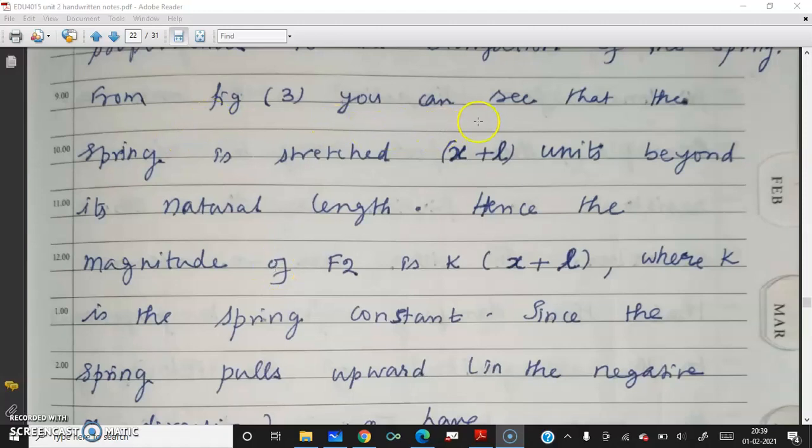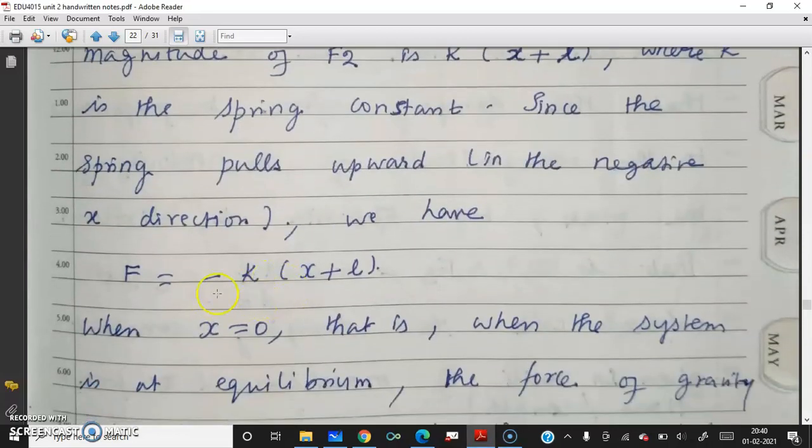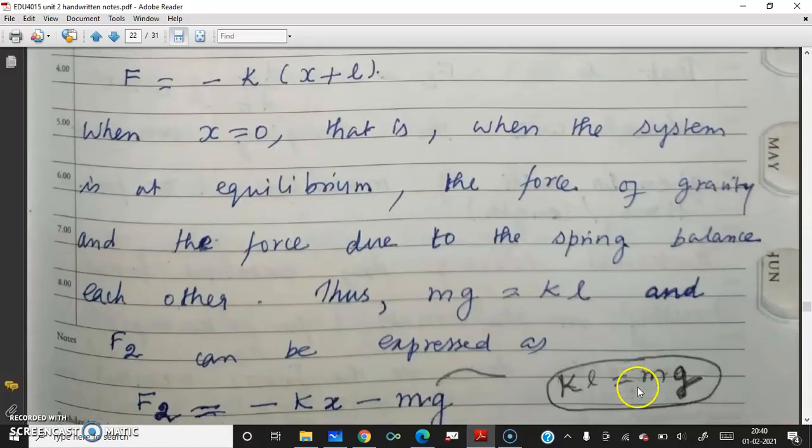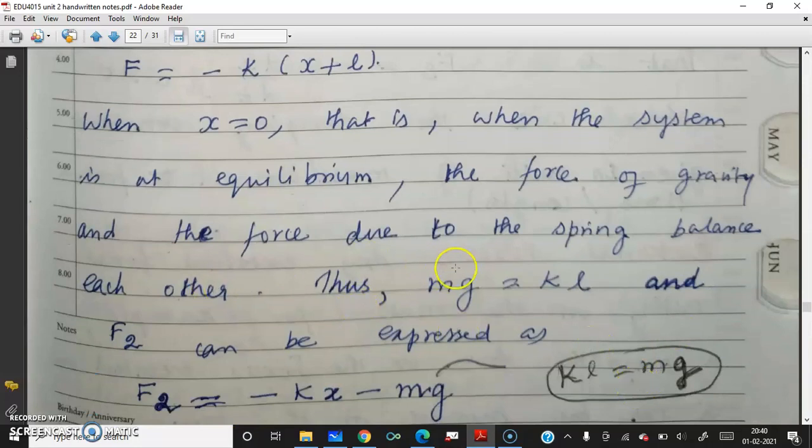So from figure 3, you see that the spring is stretched to x plus L units beyond its natural length. Hence, the magnitude of F2 is k times x plus L, where k is the spring constant. Since the spring pulls upward, in the upward direction we have taken minus F equal to minus k times x plus L. When x is 0, that is, when the system is at equilibrium, the force of gravity and the force due to the spring balance each other. Therefore, mg equals kL.